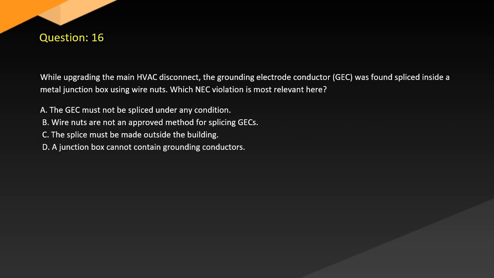Question 16. While upgrading the main HVAC disconnect, the grounding electrode conductor (GEC) was found spliced inside a metal junction box using wire nuts. Which NEC violation is most relevant here? A. The GEC must not be spliced under any condition. B. Wire nuts are not an approved method for splicing GECs. C. The splice must be made outside the building. D. A junction box cannot contain grounding conductors.